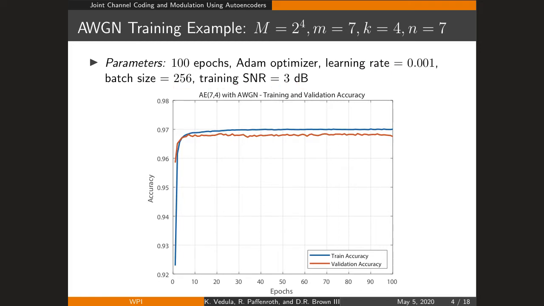The training SNR should be in such a way that we do not have too many noisy symbols and we do not have too many noise-free symbols. If we see the training accuracy and the validation accuracy converge around 0.97, if we take 1 minus accuracy, which will give us about 0.03, that will give us a block error rate.